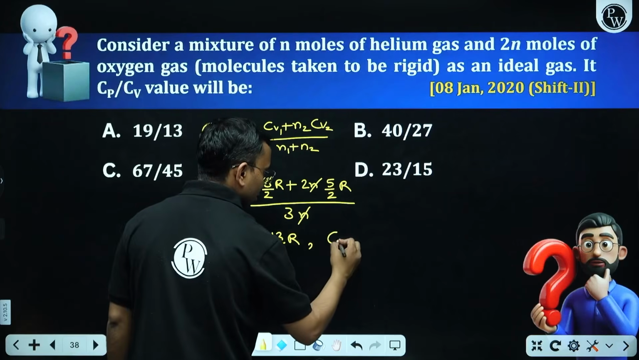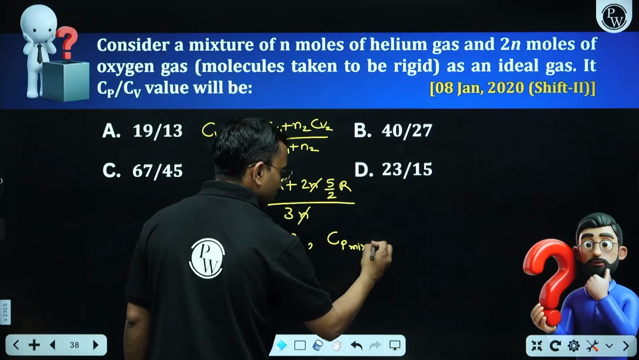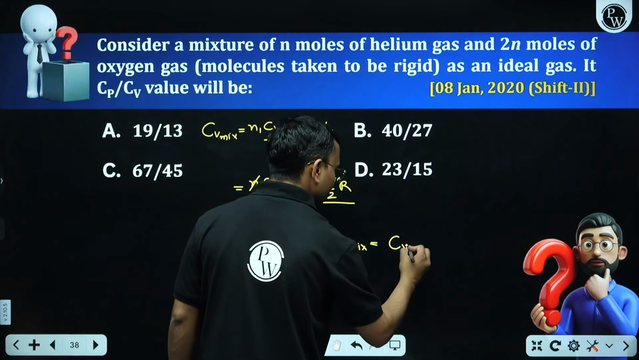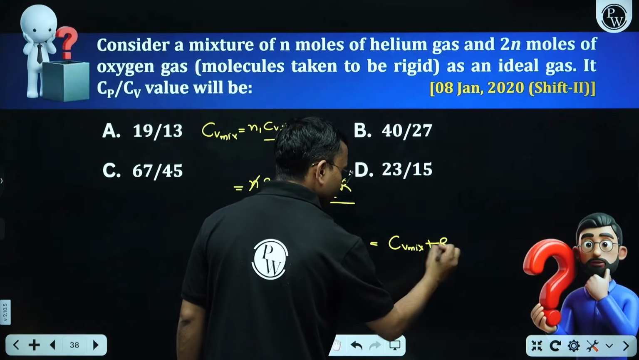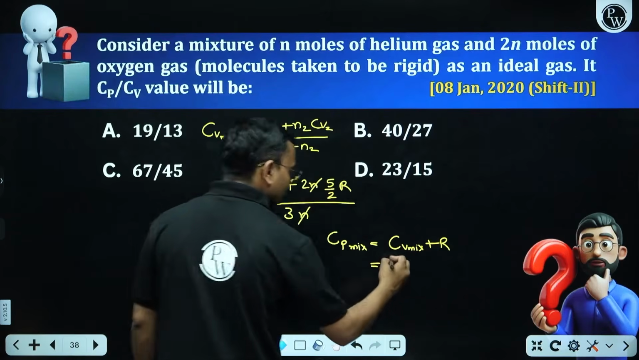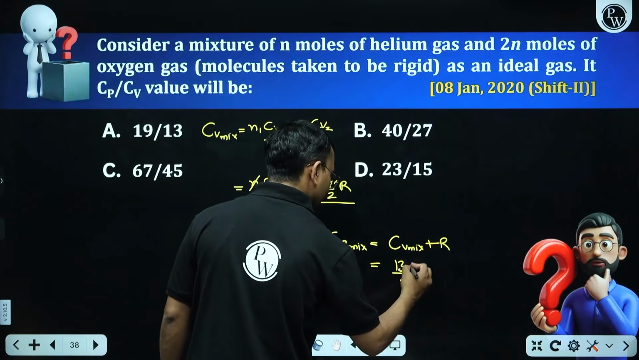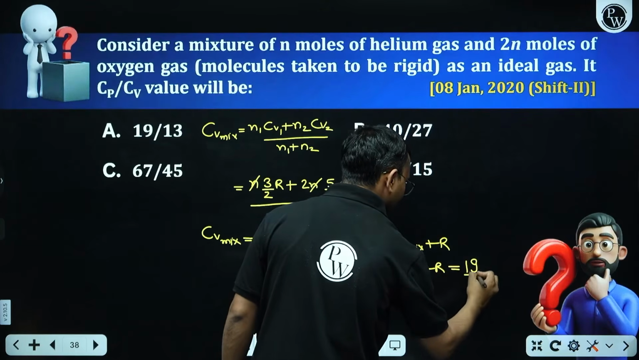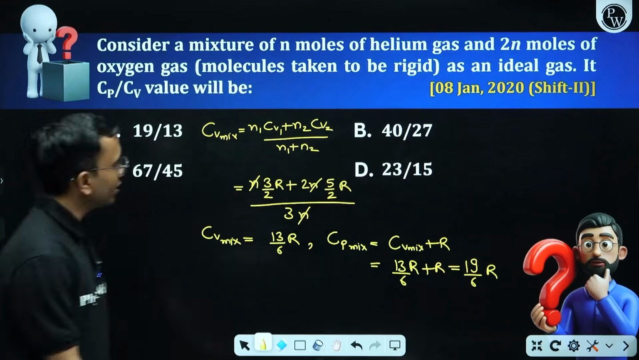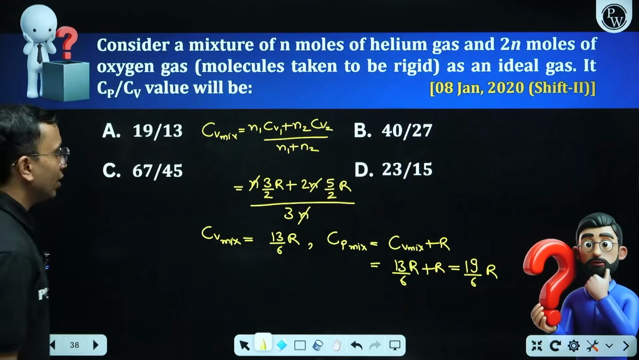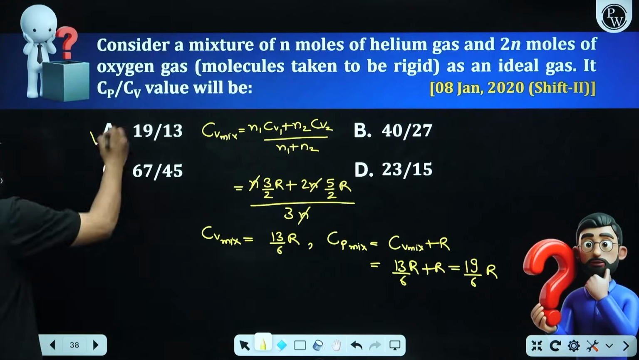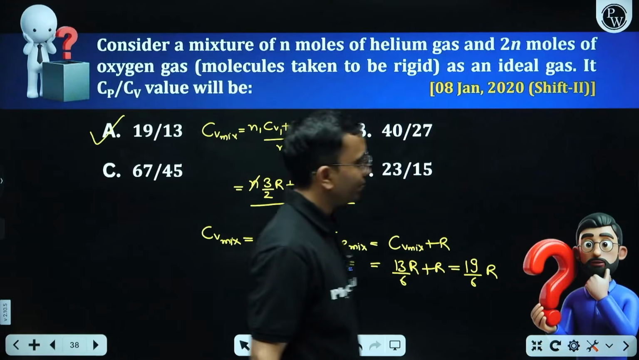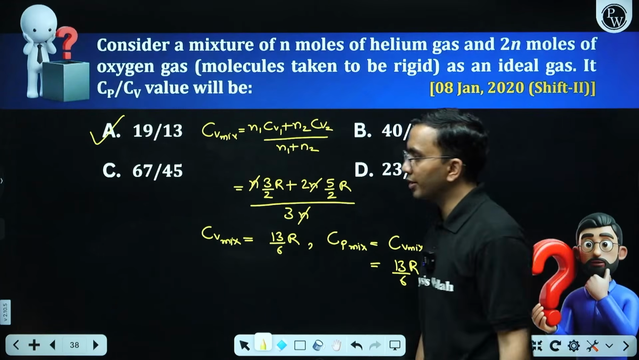Now CP mixture is equal to CV mixture plus R. What is that? 13 by 6R plus R. So what will it be? 19 by 6R. I got CP mixture, we need Cp by Cv, so that will become 19 by 13. Simple questions are there.